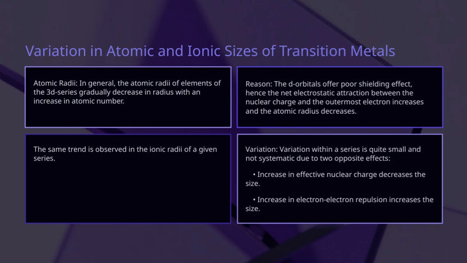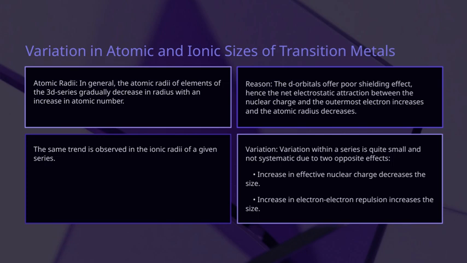Now, a key reason for this is that d orbitals provide poor shielding. This means that the outer electrons don't effectively block the nuclear attraction, so the net electrostatic attraction between the nucleus and the outermost electrons actually increases. As a result, the atomic radius tends to decrease as you go across the series. This trend is also reflected in the ionic radii of these elements. Generally, in the 3d series, as the atomic number increases, the atomic radii gradually decrease. So overall, while there are some fluctuations, the general pattern is a decreasing size with increasing atomic number in the transition metals.